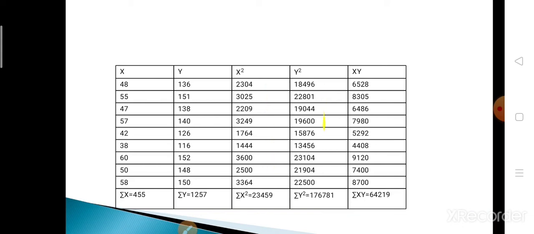Similarly, the sum of all the values of y square is 176781. And summation xy is 64219. So first calculate sx square, then sy square, then sxy, and the last byx.